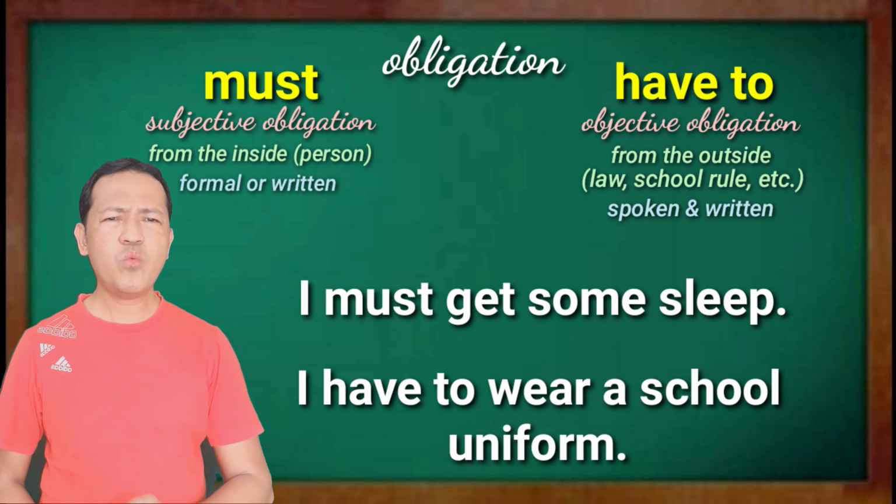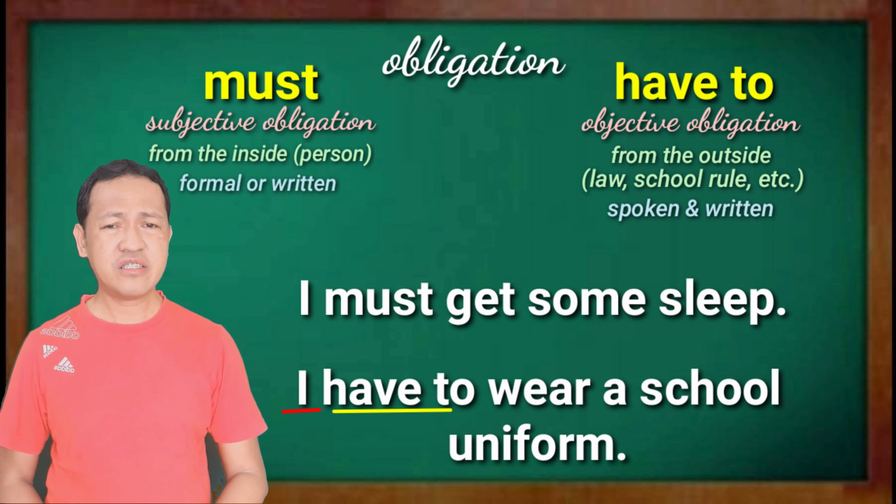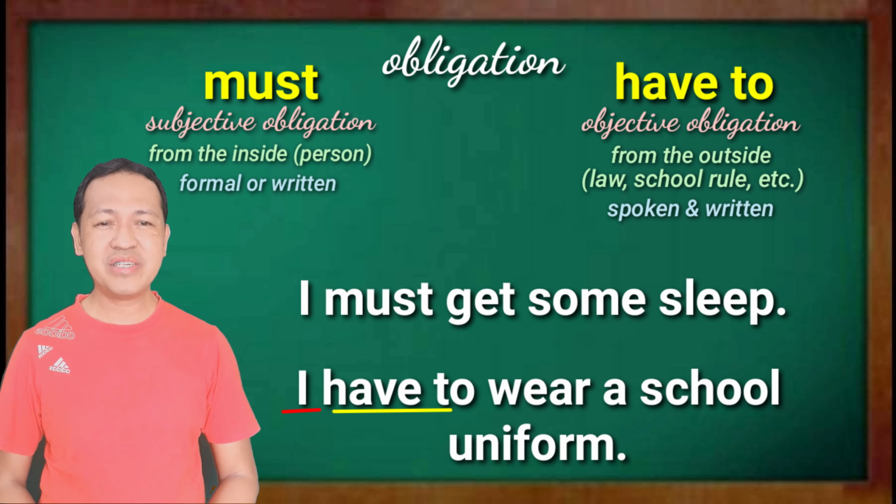Some of you are probably wondering why the singular pronoun subject I takes the plural modal have to, not has to. In order not to complicate things, what I can say for now is that pronoun I is an exception. Except for linking verbs am and was, the singular pronoun subject I takes a plural verb. I have to wear a school uniform. The subject pronoun I is singular and the phrasal modal have to is plural.